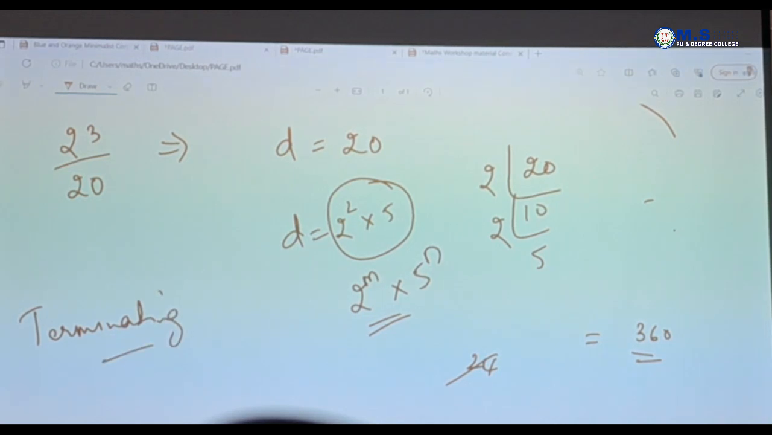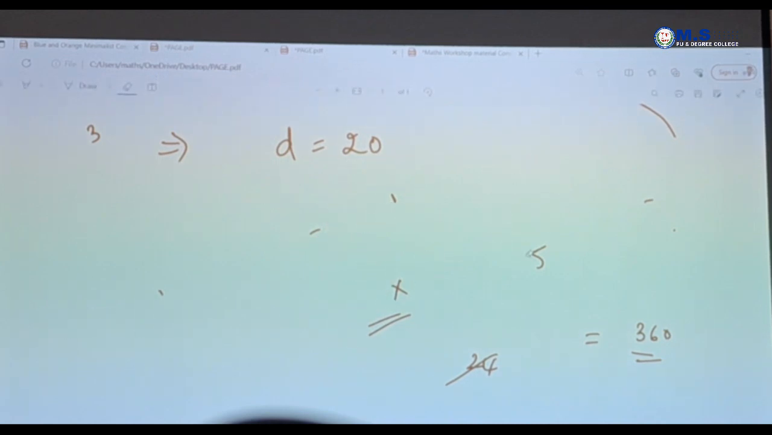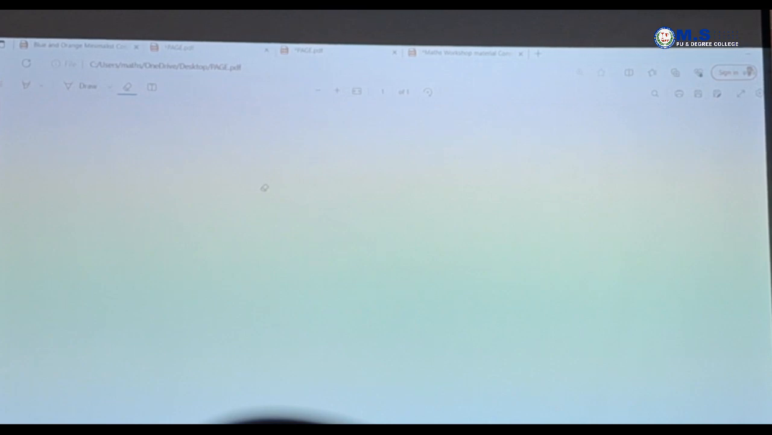In case in the examination they ask you to find the value of m and n, what is the value of m? You can directly write 2. What is n? This kind of question you can expect. n. Correct.